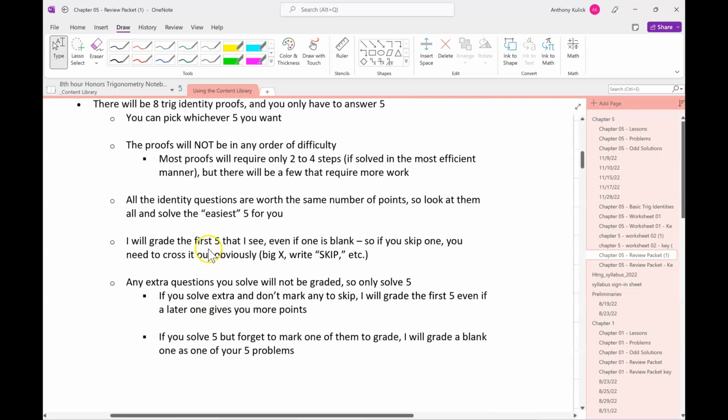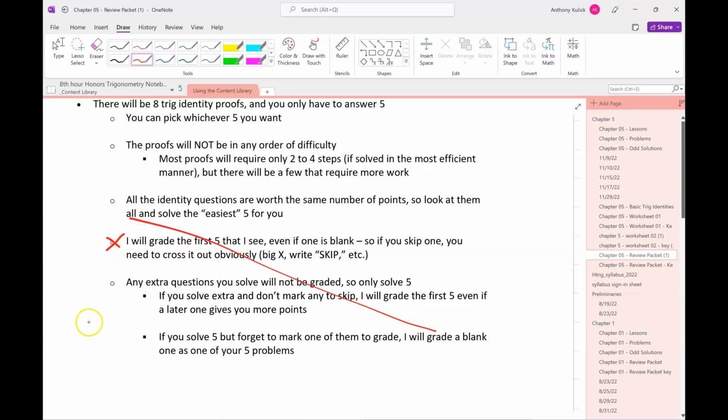I'm going to grade the first 5 that I see, even if it's blank. So the procedure for skipping one is that you put a big X on it, or you write skip on it. When I say a big X, I don't mean a little tiny X on the number. I mean make a big X. Don't be shy. Waste that pencil lead. Give Mr. Kulik no doubt that you don't want him to look at whatever you did there, even if it's blank. If you try the problem and you decide this is not going well, I don't want you to look at this, you don't have to erase it. Just put a big X, and I'll skip it.